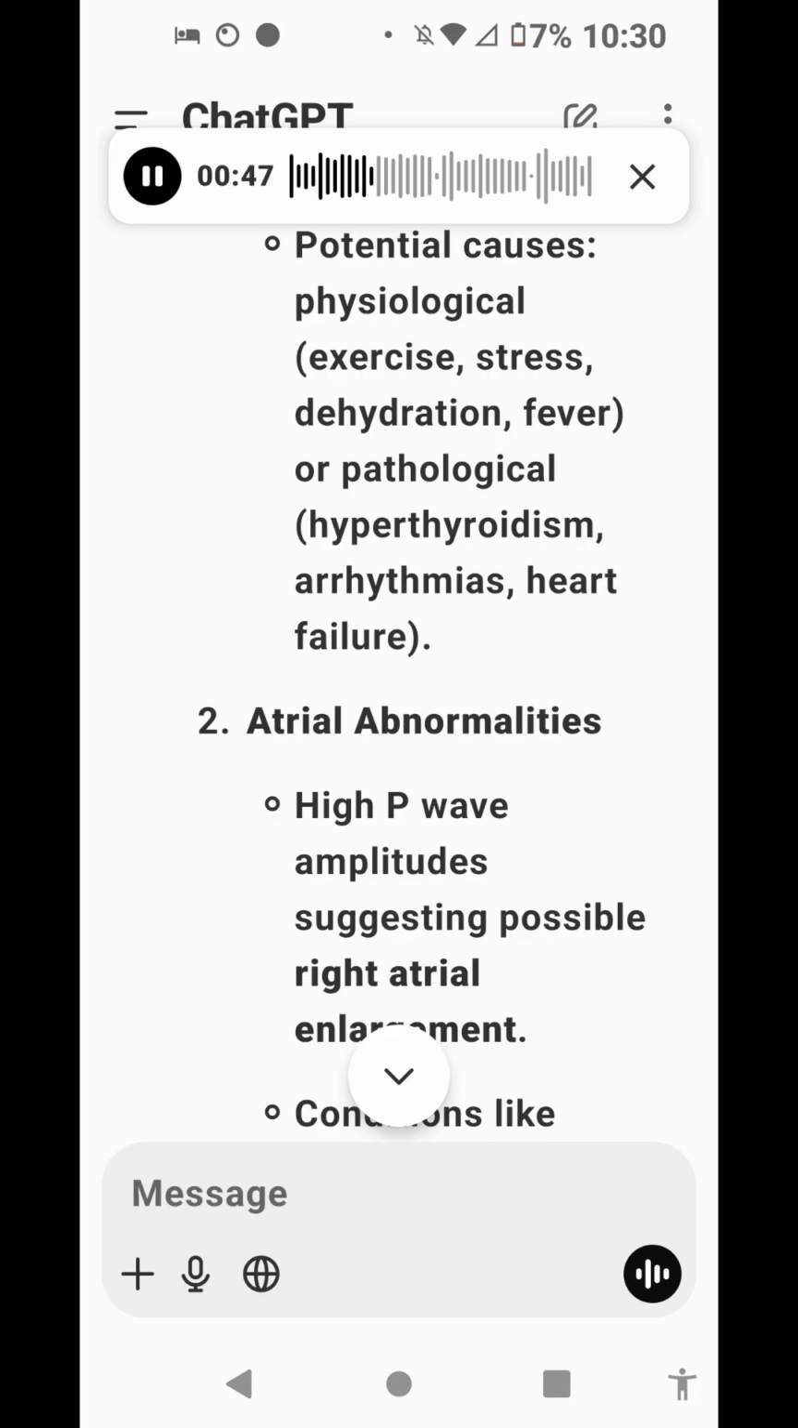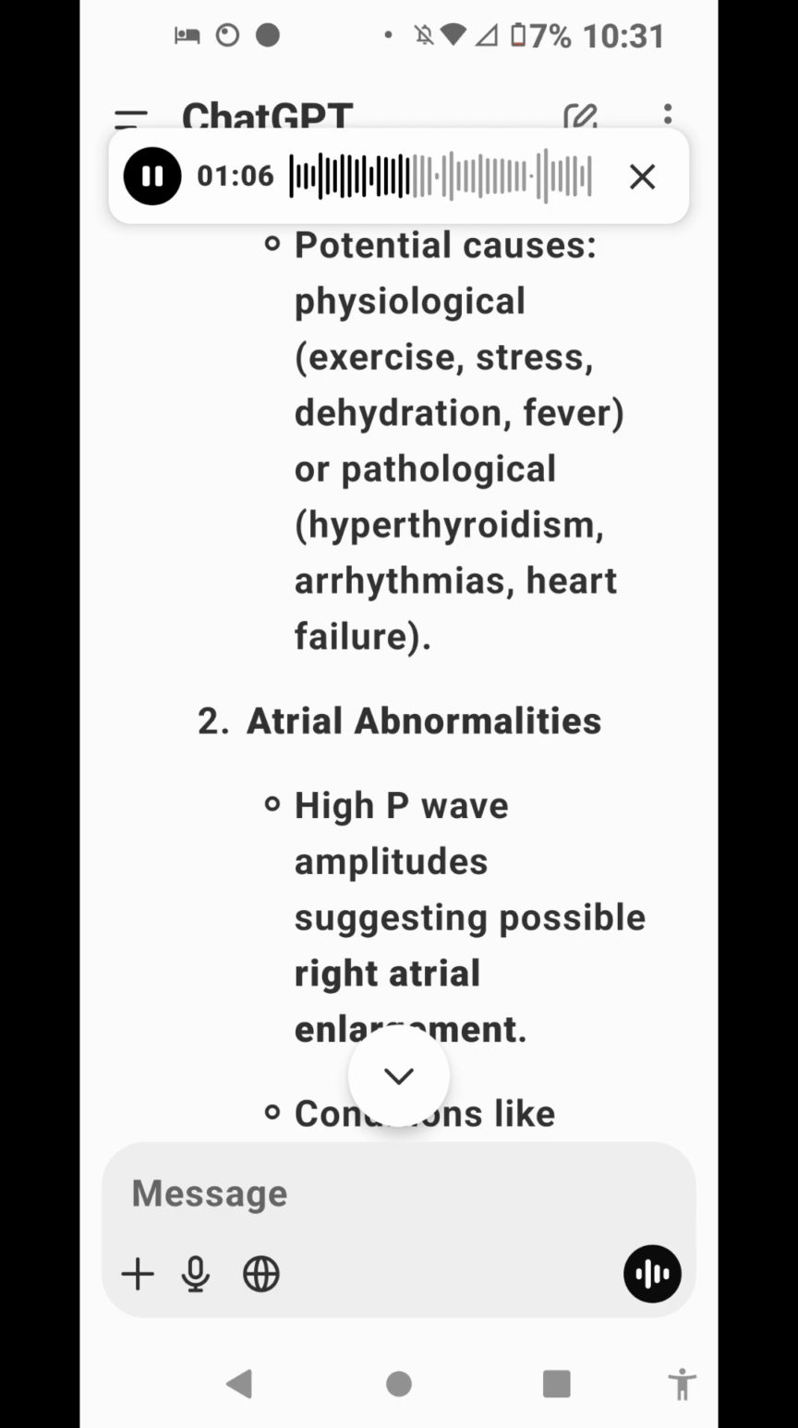3. Low R waves in anterior leads suggests either left ventricular hypertrophy, LVH, or a prior anterior infarct. LVH could result from hypertension, aortic stenosis, or cardiomyopathy. A prior infarct may present similar changes but warrants distinction via imaging.